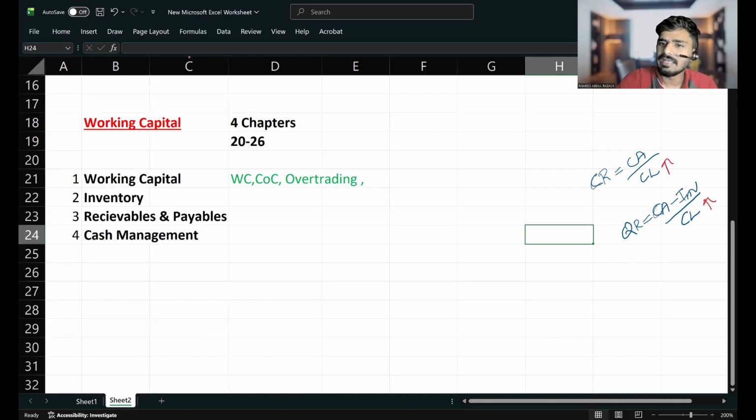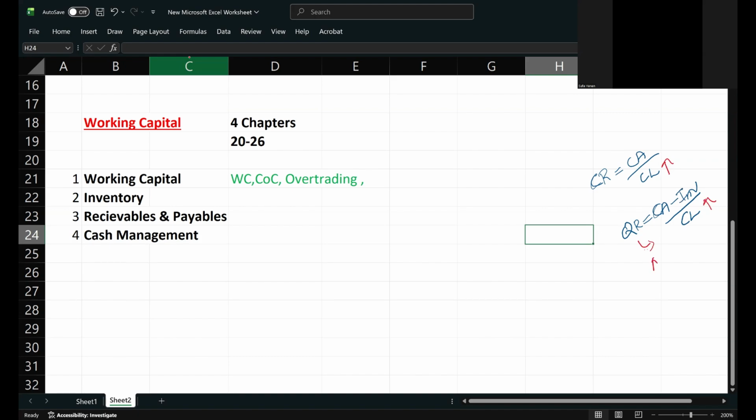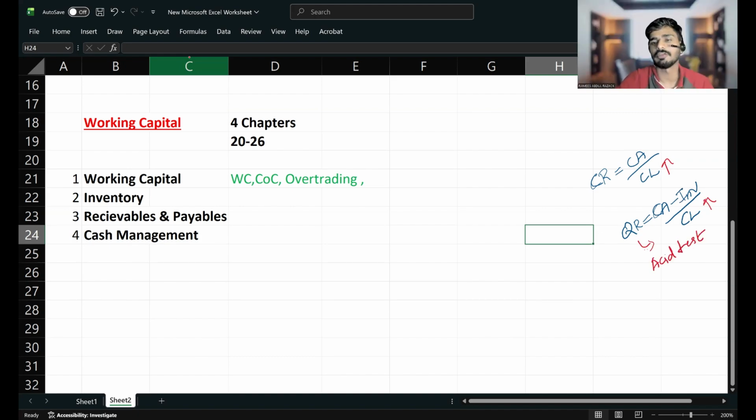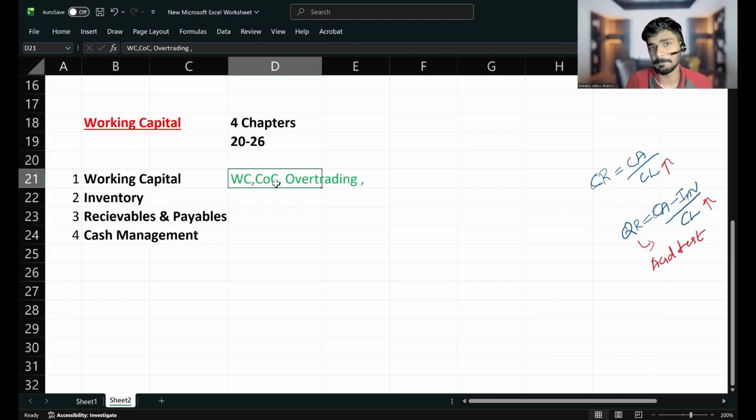Could you please name another name for the quick ratio? Acid test ratio. Yes, the quick ratio is also known as the acid test ratio. You have to learn what is meant by the current ratio and quick ratio. They are not only important in financial management; in some other papers also they are important. So that is what overtrading was. You have to learn the symptoms. Never forget to learn the symptoms. You also have to learn what is meant by the term overcapitalization.